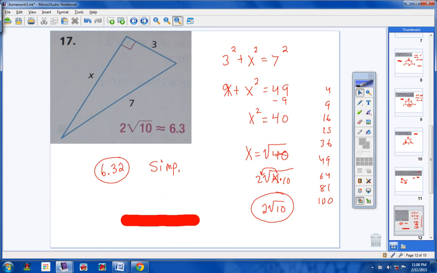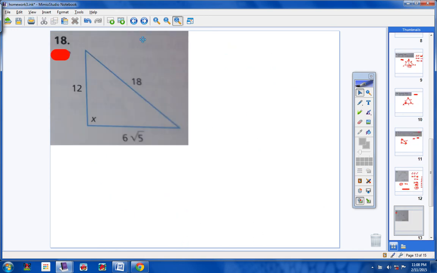All right, number 18. It looks like we're missing an angle. Now, students, we don't know for sure that we have a right triangle, so we better check it to make sure. So I take my smaller side and my other smaller side, and I square both of them, and I'm going to see if they equal 18 squared. Well, when you square 12, you get 144. When you square the 6, you get 36, times the square root of 5 squared, which is 5. So I really have 144 plus 180.